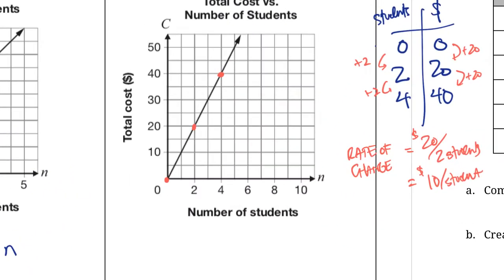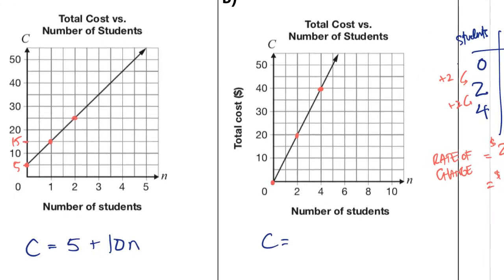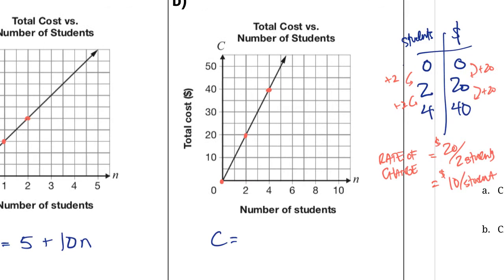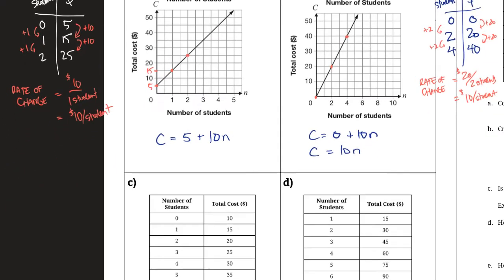But how can we come up with our equation here? So our equation, remember, might look something like that other equation. But we notice that it starts at 0. So we could do that. We could do starts at 0, and then it adds $10 per student. So 0 plus 10n. I'm going to actually simplify this. If it's a 0 in math, we don't really need to write it, right? So I'm just going to write 10n. Okay, that's good. Let's do these last 2.